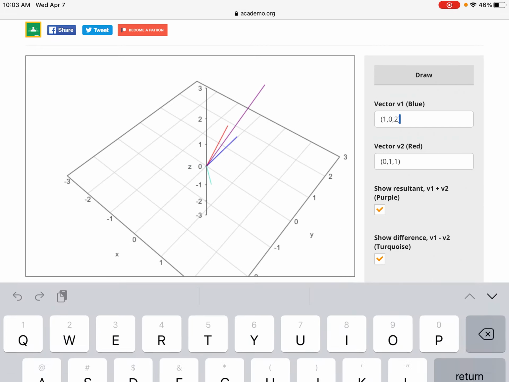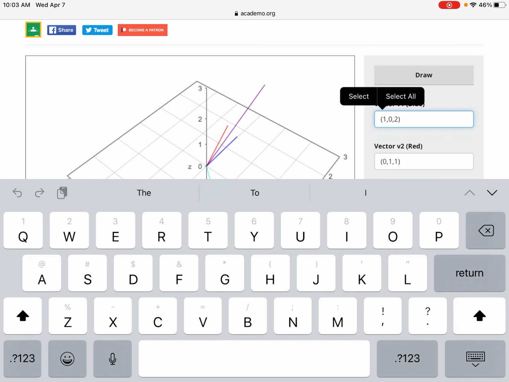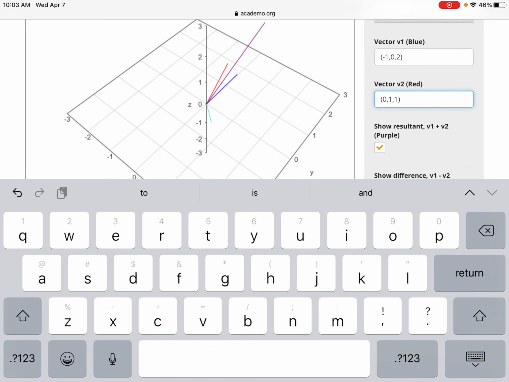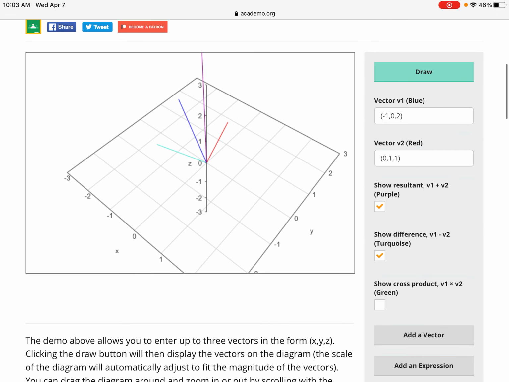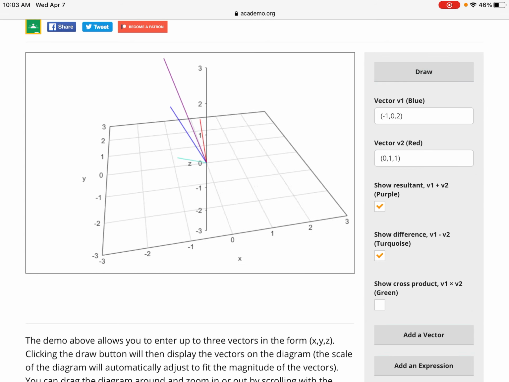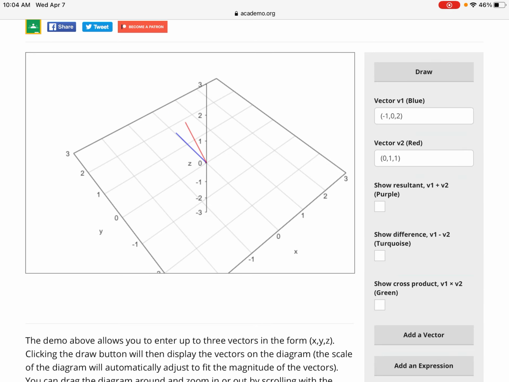You could go over here, for example, and you can change a lot of things. So, you might want to put a negative sign, for example, over here, and then see what happens, and then click draw. And that changes a lot. So, I get a whole bunch of different vectors. And you can turn things off, obviously, and just look at the initial vectors from there.